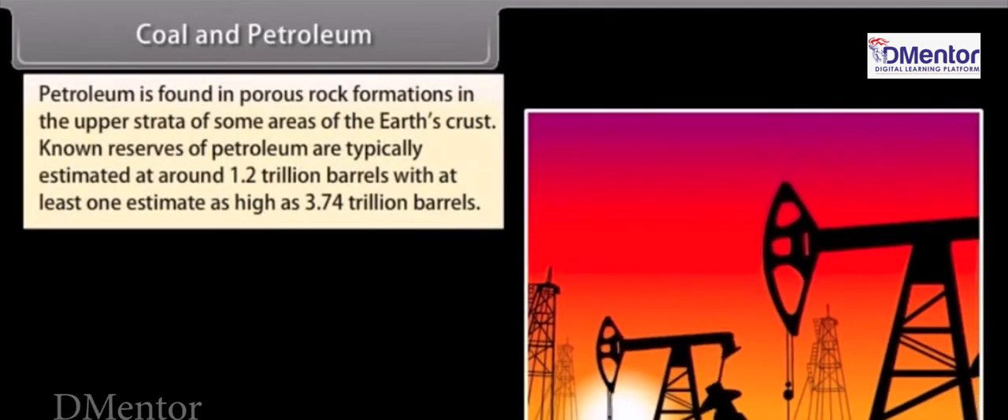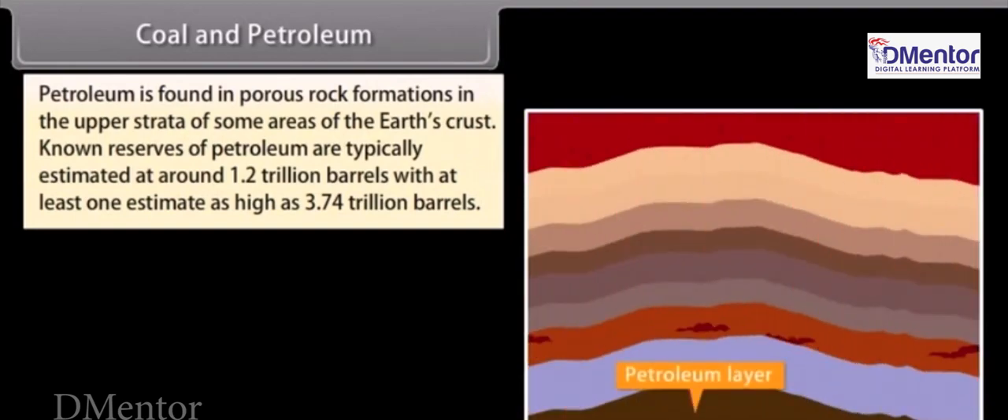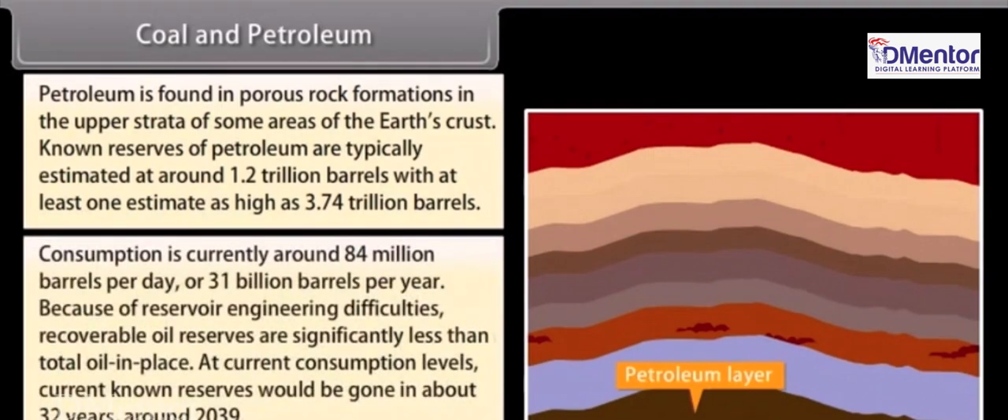Petroleum is found in porous rock formations in the upper strata of some areas of the Earth's crust. Known reserves of petroleum are typically estimated at around 1.2 trillion barrels, with at least one estimate as high as 3.74 trillion barrels. Consumption is currently around 84 million barrels per day or 31 billion barrels per year. Because of reservoir engineering difficulties, recoverable oil reserves are significantly less than total oil in place. At current consumption levels, current known reserves would be gone in about 32 years, around 2039.